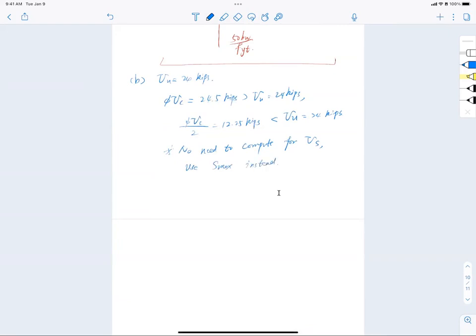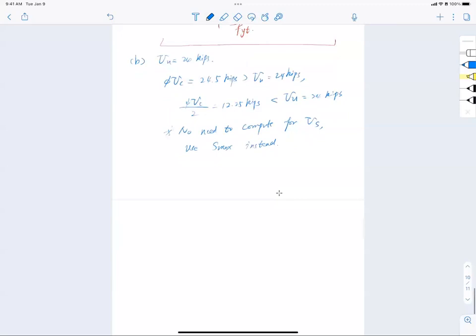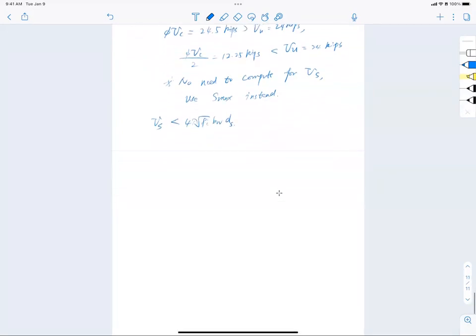Okay, use maximum spacing instead. So which maximum spacing do I need to use? You check Vs. That has to be smaller than 4 times the square root of f'c times bw d. And you can check it, and this is indeed the case.